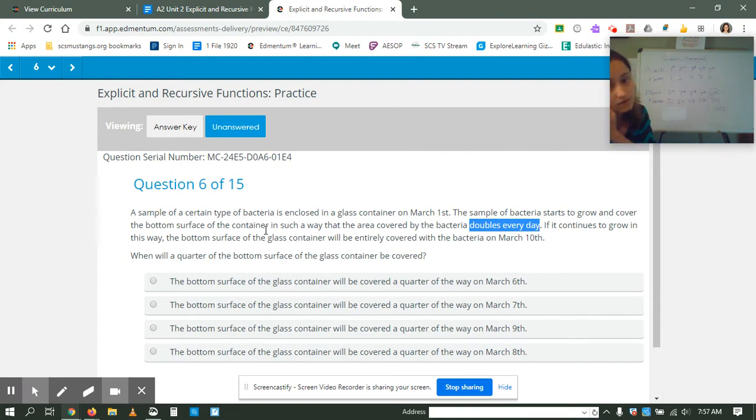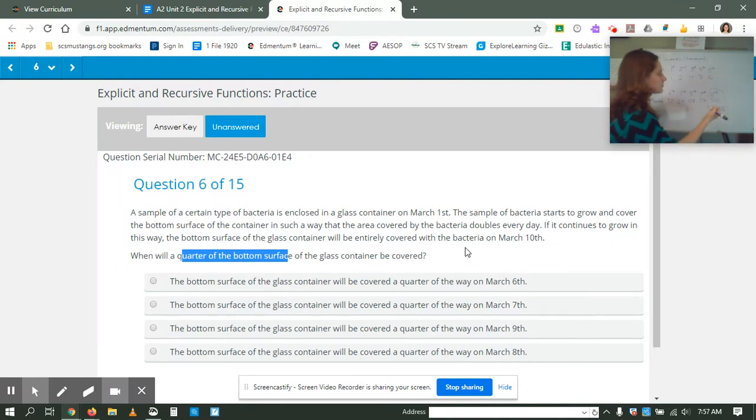They want to know when will a quarter of the bottom of the surface be covered. So if we take this 512, which would be all of them, and divide it by 4, because we're looking at 25%, which is a quarter of what we're working with. Quarters are divided into fourths. So 512 divided by 4 gives us 128. There are 128 bacteria on March 8th. So that makes the answer be this one.